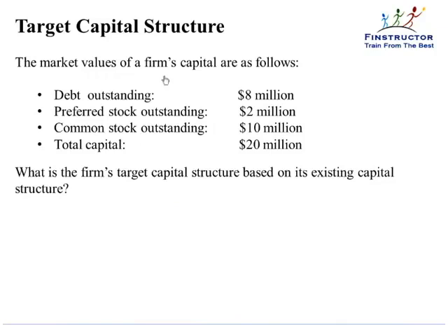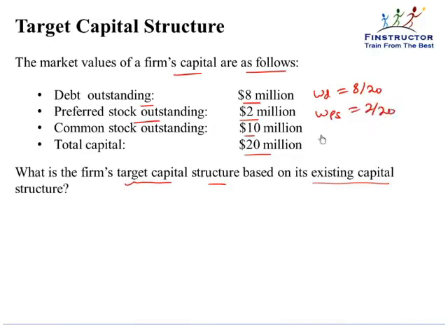The market values of a firm's capital are as follows. The debt outstanding of $8 million, a preferred stock outstanding of $2 million, common stock of 10, and a total capital of $20 million. What is the firm's target capital structure based on its existing capital structure? So in this case, we're saying that the target is the same as existing, so a pretty straightforward question. The weight of debt would be 8 upon total, that is 8 by 20. The weight of preferred stock would be 10% or 2 by 20. And the weight of common equity would be 50%, that is 10 by 20.